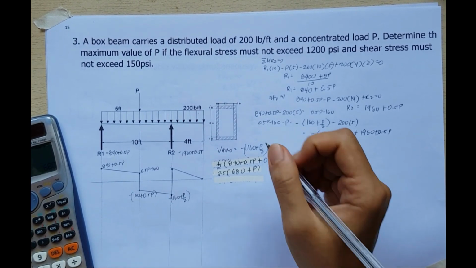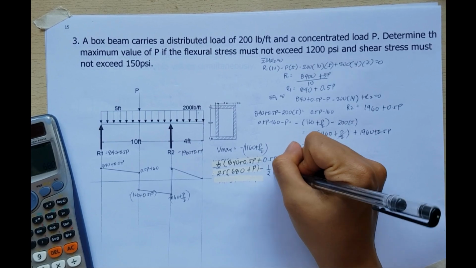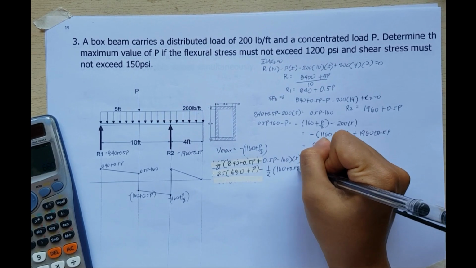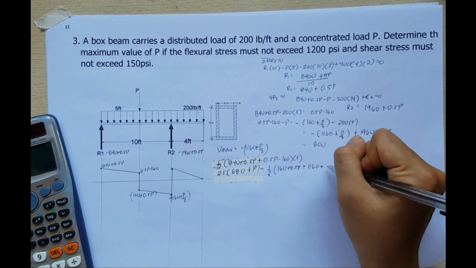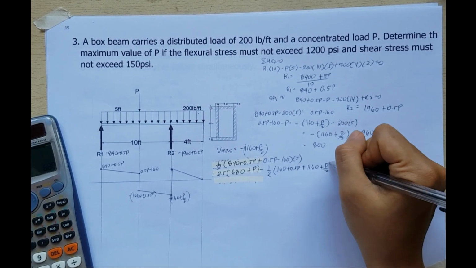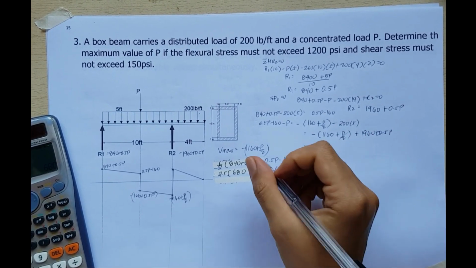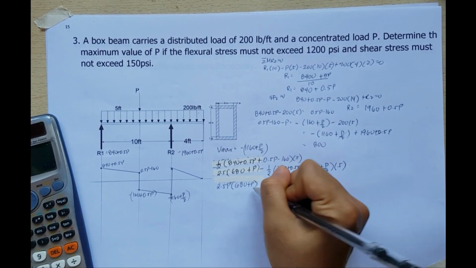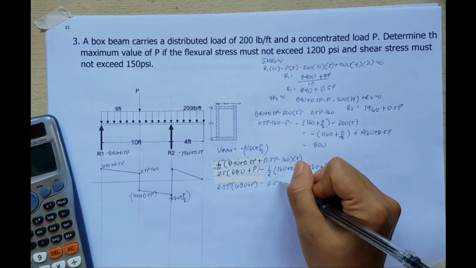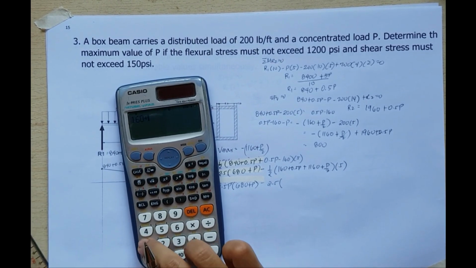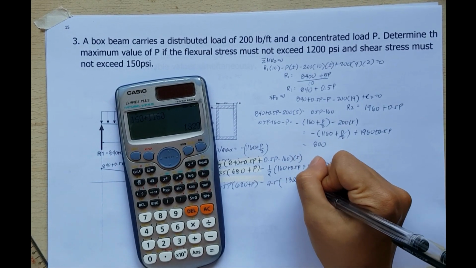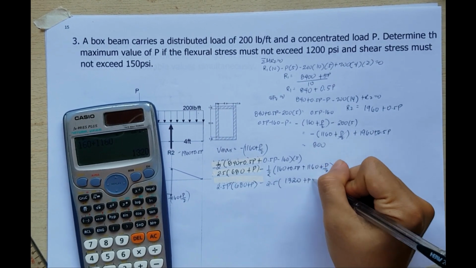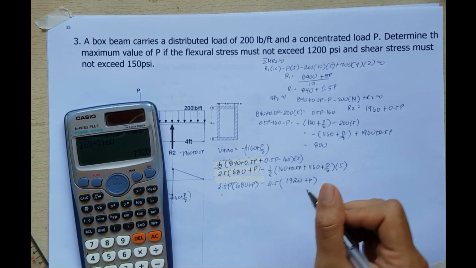And then we do not have moment. And then we have here area. So minus 1/2 of 160 plus 0.5P plus 1160 plus P all over 2 or 0.5P multiplied with 5. So we have 2.5, 680 plus P, this is also 2.5, and then 160 plus 1160, we have 1320. So we have 1320 plus P, tama?